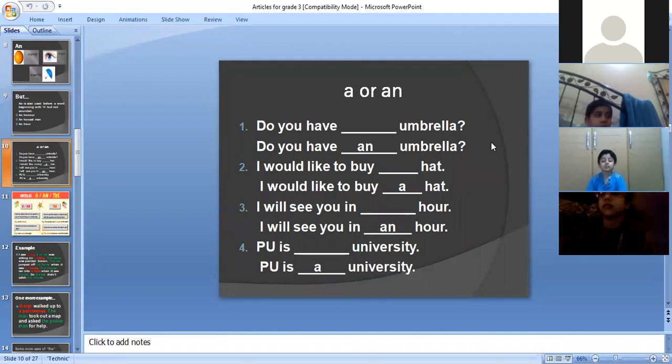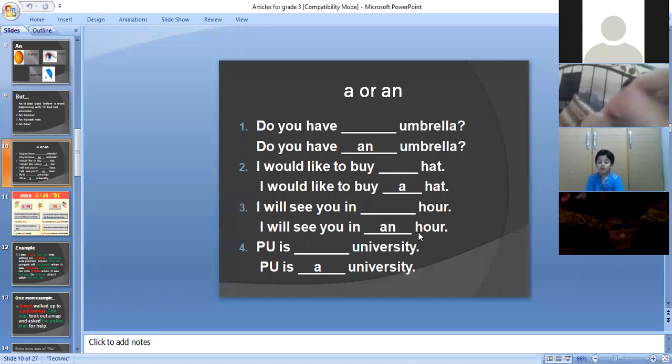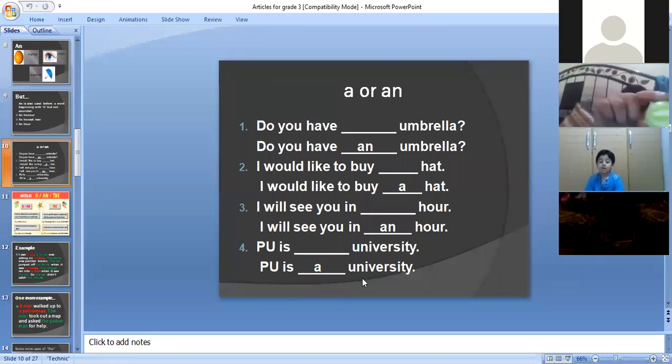Look at the next. I would like to buy dash hat. Here, class, I have used "a" before the word because H begins with a consonant sound. It is giving us, say with me, "ha," hat. Okay. I will see you in dash hour. But here, dear children, as I have told you, H is silent. So it is pronounced as "hour." That's why we have used "an."